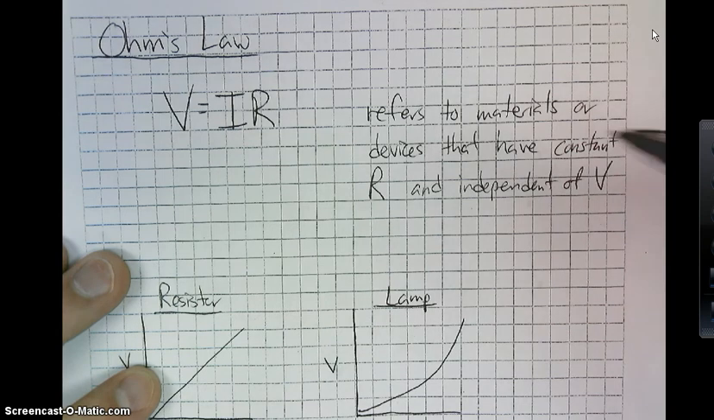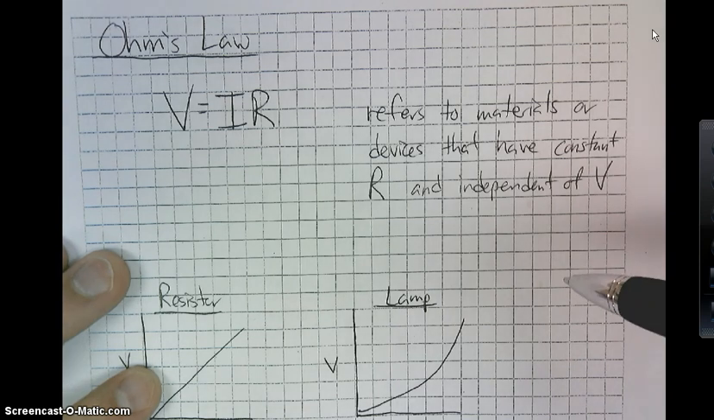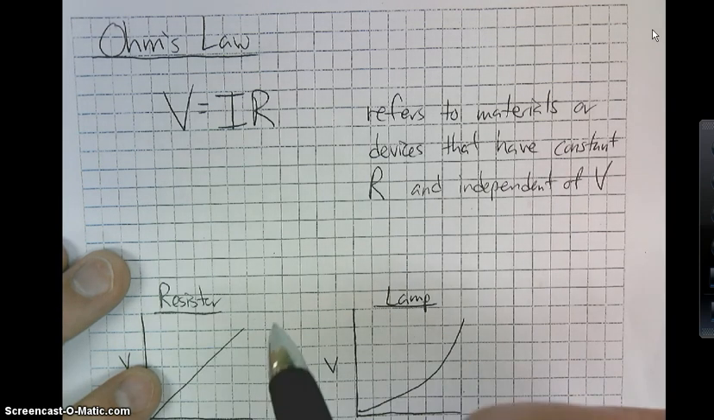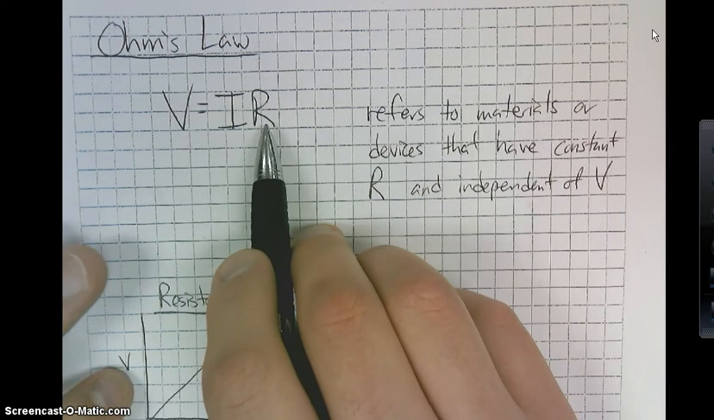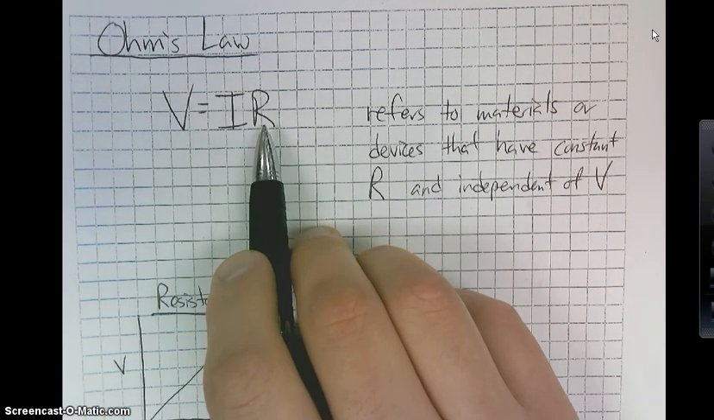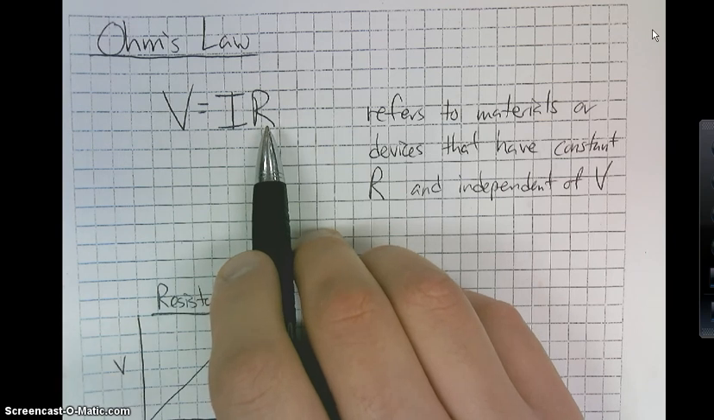However, it's only really indicated as Ohm's law as it refers to a material that has a constant resistance that is completely independent of the voltage. So this law really only applies if this value of R is constant. That's when something is said to obey Ohm's law.